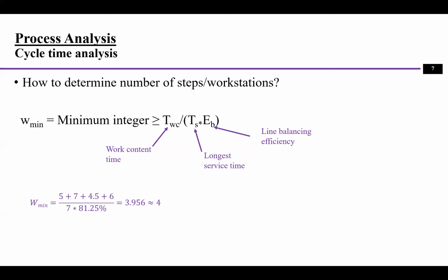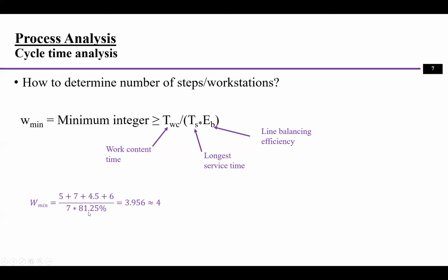But if you want to reduce the cycle time to a certain value, then we can calculate how many stations we need. Because the more stations we have, the smaller cycle time we can get. Okay, so now let's assume that we want a cycle time of 7, and also we know the line balancing is 81.22. Assume that line balancing is this value.